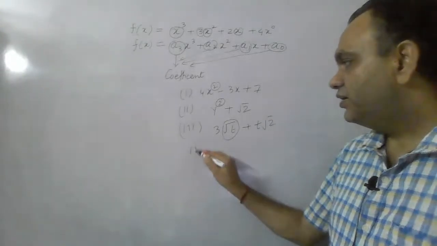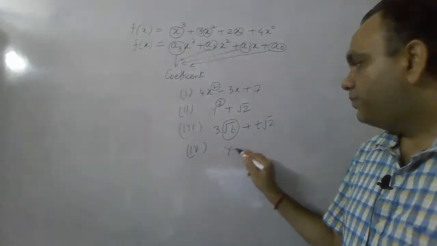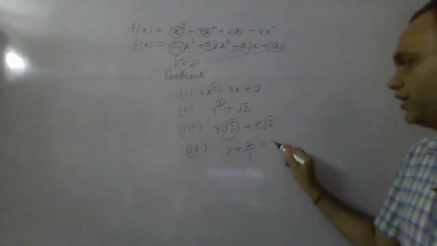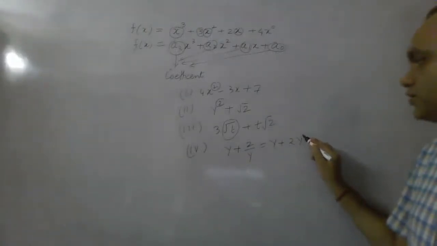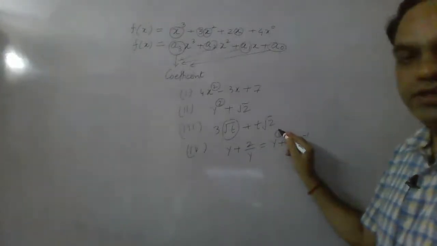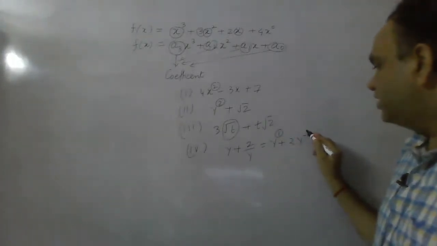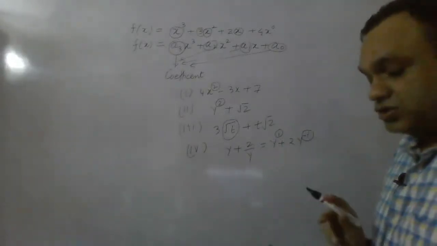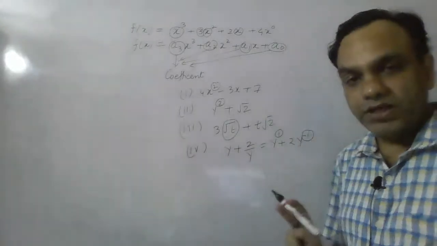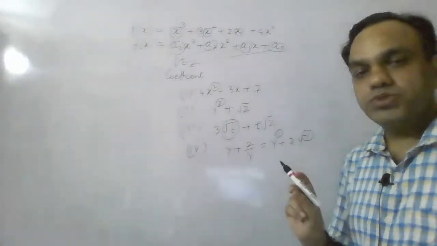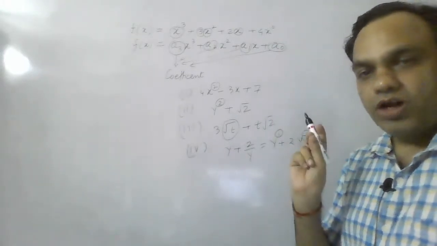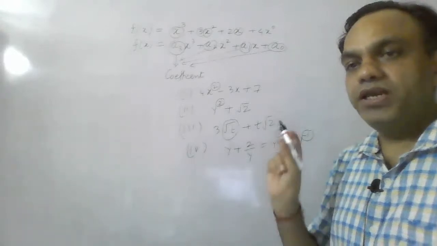In the same way, y plus 2 by y. So you can say here y plus 2 into y raised to minus 1. Here the power is a positive integer or 0, but here it is a negative integer. So in case it is a negative integer, it is not a polynomial. The power in a polynomial should be either 0 or a positive integer. It should not be a fraction and it should not be negative.